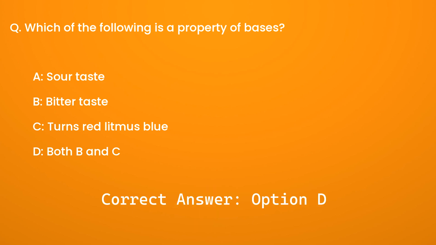The correct answer is option D, which is both B and C. Bases have a bitter taste and turn red litmus paper blue, indicating their alkaline properties.